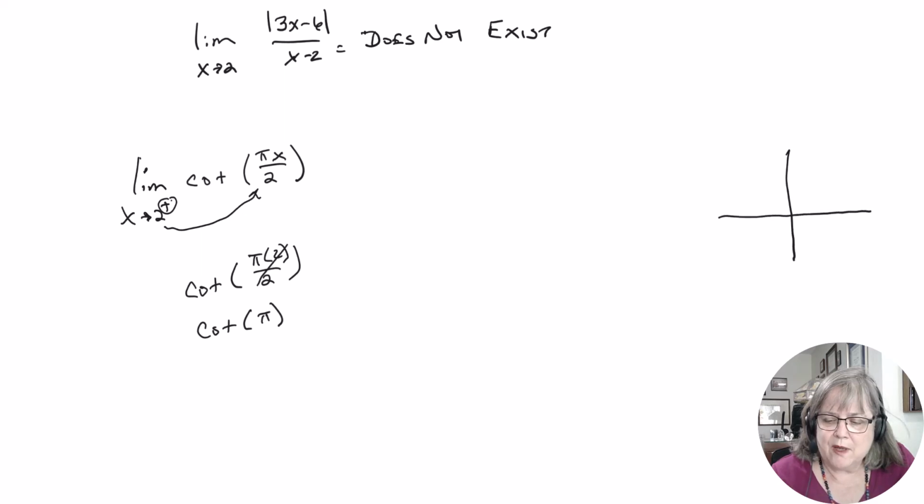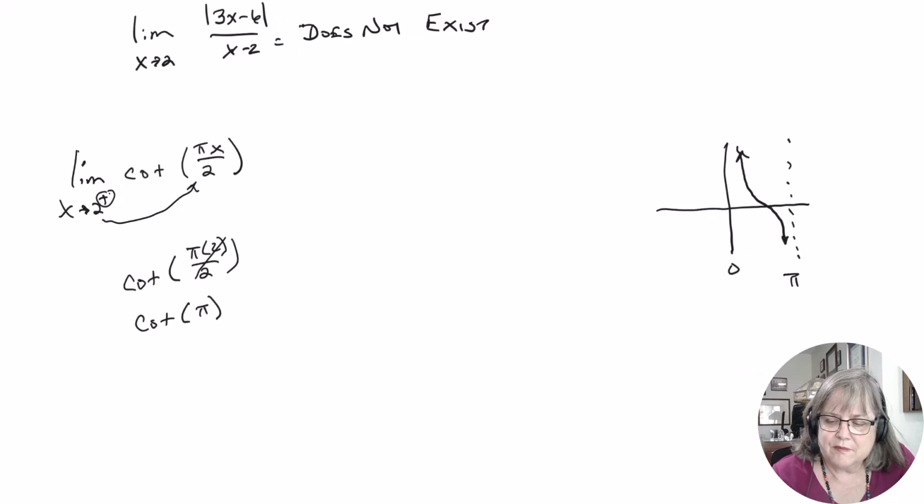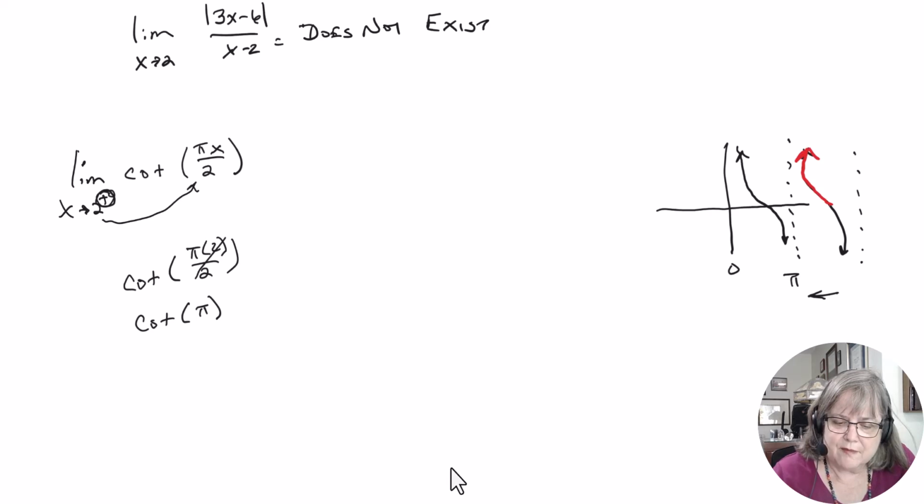If you remember from trig, cotangent looks kind of like this, and repeats every pi because that was its period. Okay? So this says come into that section from the right. Here is pi. You're coming in from the right. So as you come in from the right, cotangent is climbing, and this turns out to be positive infinity.